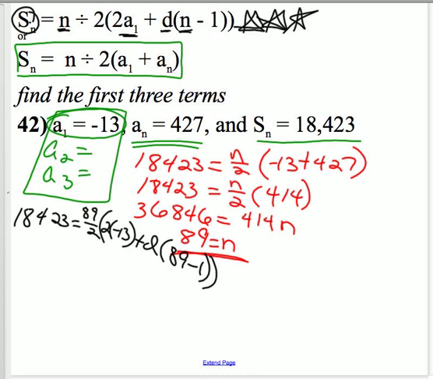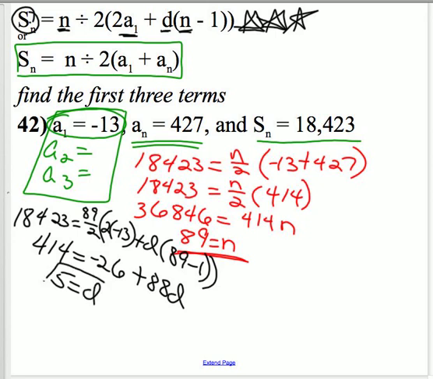Now I'm going to jump a couple of steps here in the equation solving process. Eventually I could end up with something that would look like this. 414 equals negative 26 plus 88D. And then I can finish it off here, and I'll get D to be equal to 5. I know my common difference is 5.